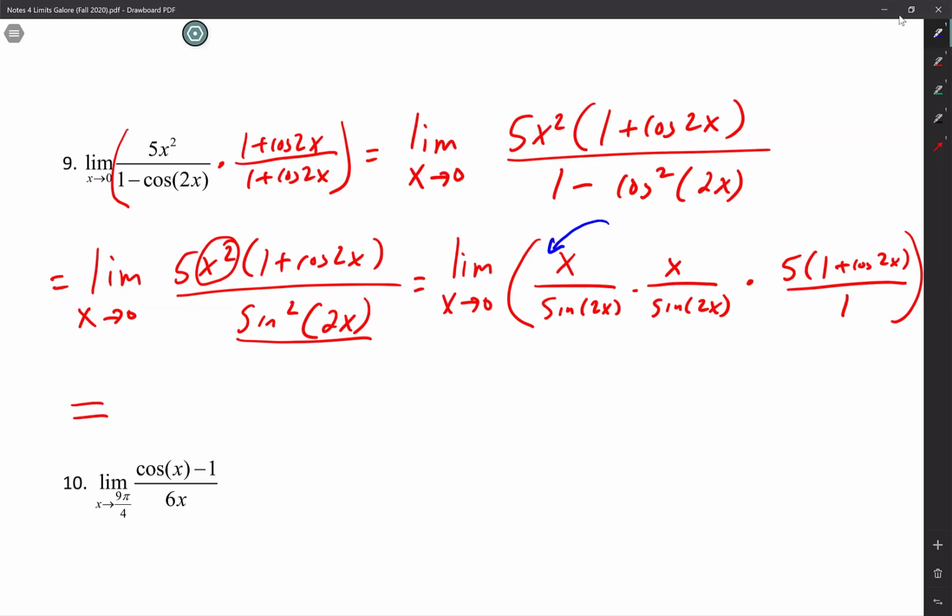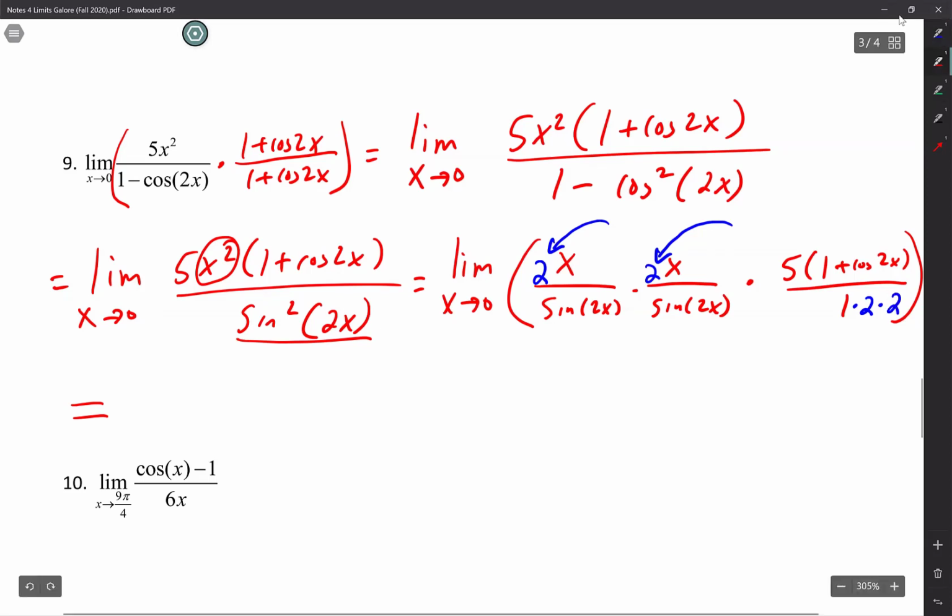A 2. If I put a 2 in the top, I got to put a 2 in the bottom. What do I need right there? A 2. Another 2. So put a 2 in the bottom. And now I'm good. So here we go. So here's what we have.